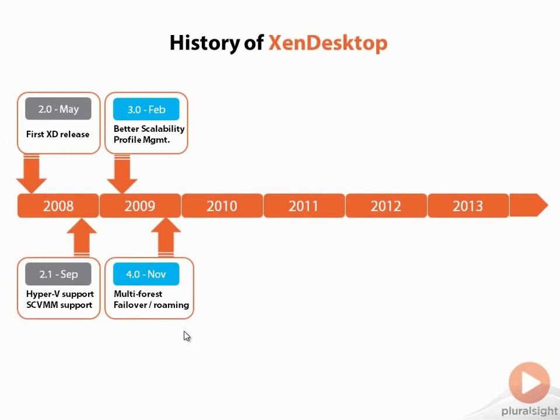You can see how fast those versions were coming out because, again, they were trying to integrate that. They knew that there was a problem with what they were delivering, so there were very rapid versions here. And version 4.0 was actually a pretty decent version. It had support for multi-forest. It had failover and roaming support. So there were some additional enhancements there.